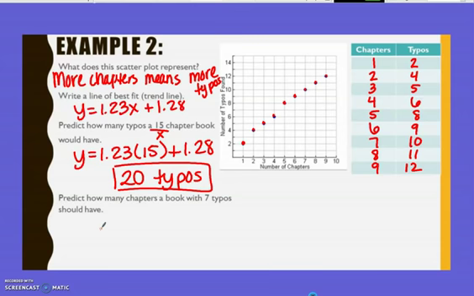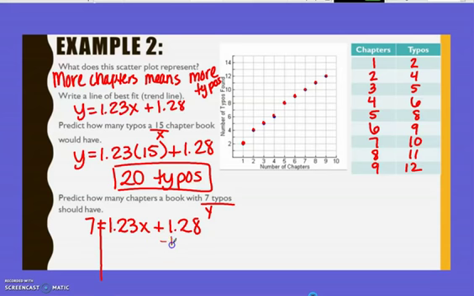Then it says predict how many chapters a book with 7 typos should have. 7 typos. So if we look here, it should be somewhere between 4 and 5, because this is 6 and 8. But well, let's see. So remember, typos is on the y-axis, or on the y side of the table. So this 7 is a y value. So I'm going to go back to this equation, but instead of y, I'm going to put 7 equals, and then this equation, 1.23x plus 1.28. And then we solve that equation.